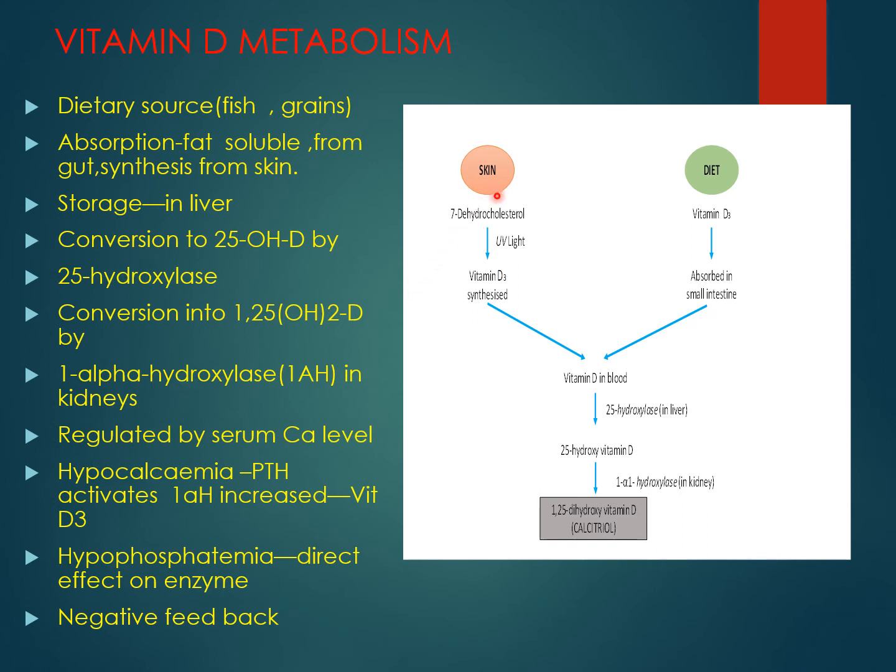Now in the skin, as already mentioned, through ultraviolet light, vitamin D3 is formed, which goes to the liver, then to the kidneys, and the most active form, 1,25-dihydroxy vitamin D, is formed. In case of diet, it is absorbed through the intestine. It's a fat soluble vitamin, where it will be finally converted into the active form like before.